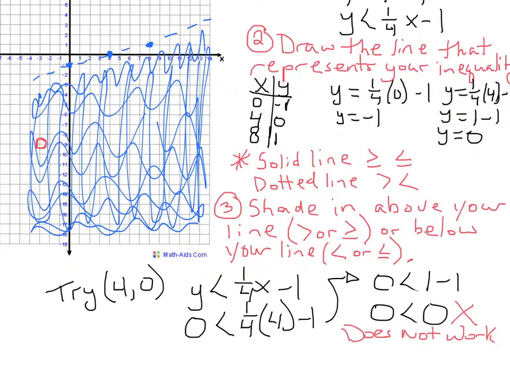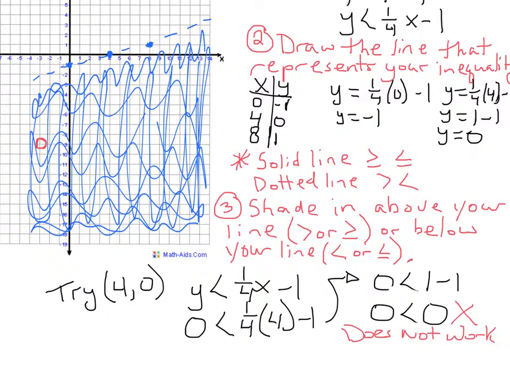The question of where do I shade, and whether I shade above or below: as long as you go through the steps of turning it into y equals ax plus b, or y is less than or equal to, or y is greater than or equal to ax plus b, these rules always apply. So that needs to be your first step. Once you've graphed it, then you can go from there.